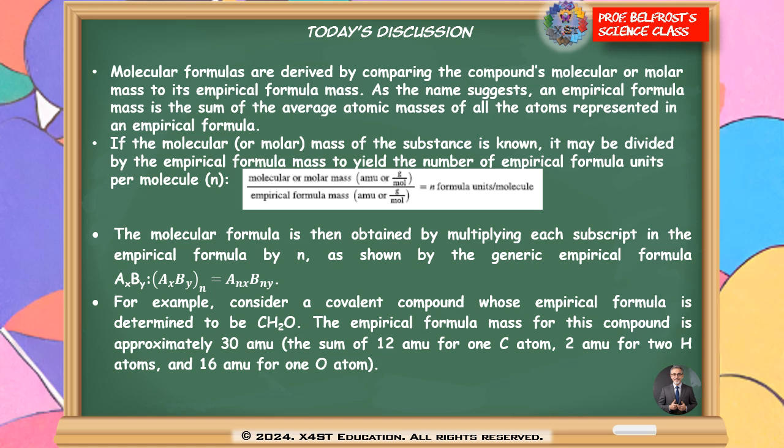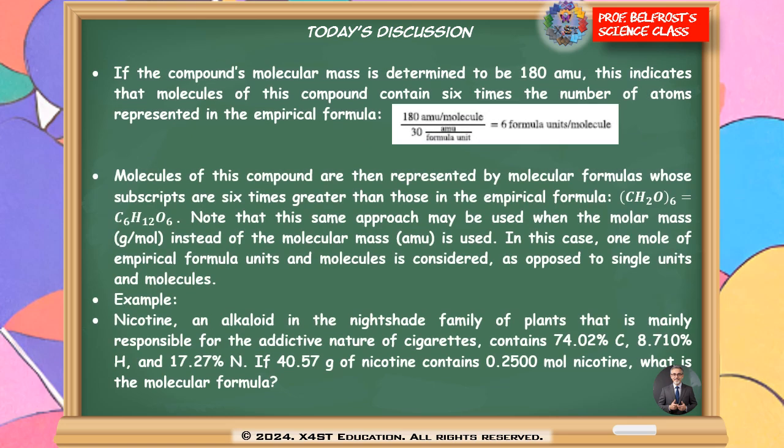So for example, we have an empirical formula of CH2O. Then the empirical formula mass for this compound is approximately 30 amu, which is the sum of C, H, and O respectively. If the compound's molecular mass is determined to be 180 amu, that indicates 6 times the number of atoms represented in the empirical formula. Thus, the molecular formula is CH2O all multiplied by 6, which gives us C6H12O6, which is actually glucose. Yeah, that's the simplest example.